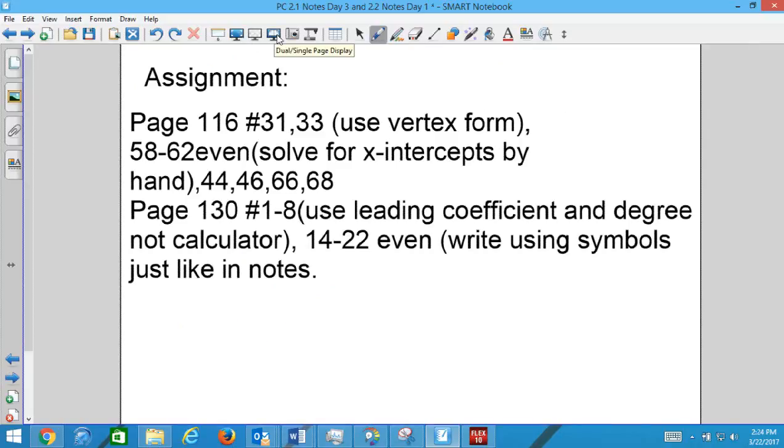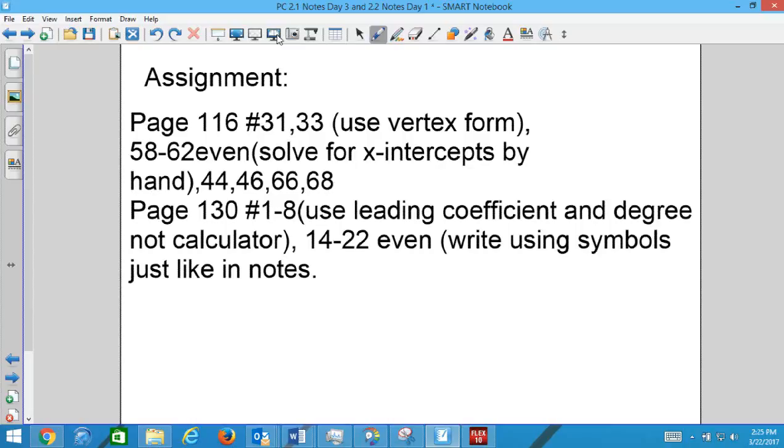Okay, when you do your assignment, I try to put words up there so you know what to do. It just looks long because I put a bunch of words up there. It's really not that long. So for page 116, 31 and 33, that's the first examples we did where you had to move it into vertex form and find all the information. And then 58 to 62 even, that's where all you have to do is solve for x-intercepts. 44, 46, 66, 68, you just follow the directions.